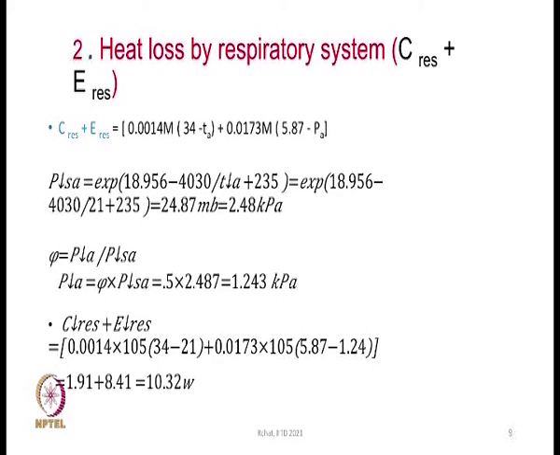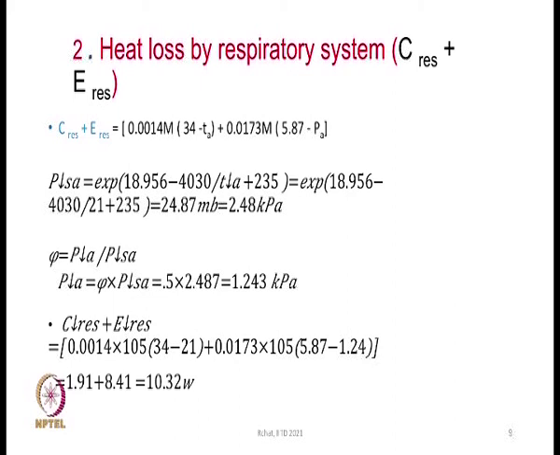To find PSA first, there is a formula, which also has been stated earlier. This is the equation you use, where Ta is the temperature of the room, which is 21 degree centigrade. In this equation we only replace Ta by 21 and find this value, and this will give you a figure 2.48 kilopascal. That is the vapor pressure near the skin when it is saturated, the saturated vapor pressure near the skin at the temperature of the air.